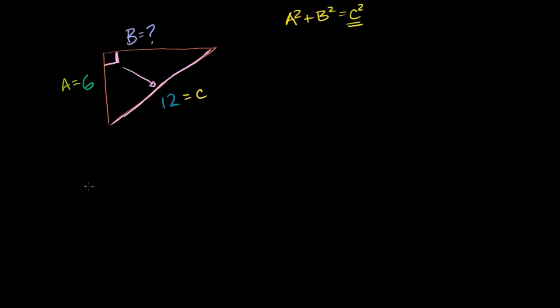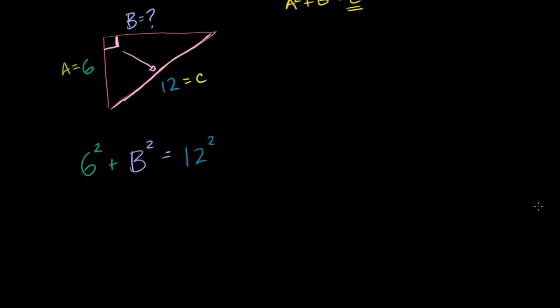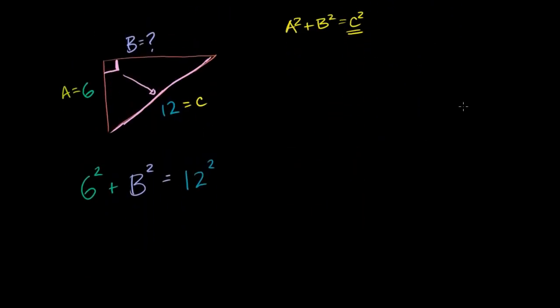And now we can apply the Pythagorean theorem. A squared, which is 6 squared, plus the unknown b squared, is equal to the hypotenuse squared, is equal to c squared, is equal to 12 squared. And now we can solve for b. And notice the difference here. Now we're not solving for the hypotenuse. We're solving for one of the shorter sides. In the last example, we solved for the hypotenuse. We solved for c. So that's why it's always important to recognize that in a squared plus b squared equals c squared, c is the length of the hypotenuse. Let's just solve for b here.